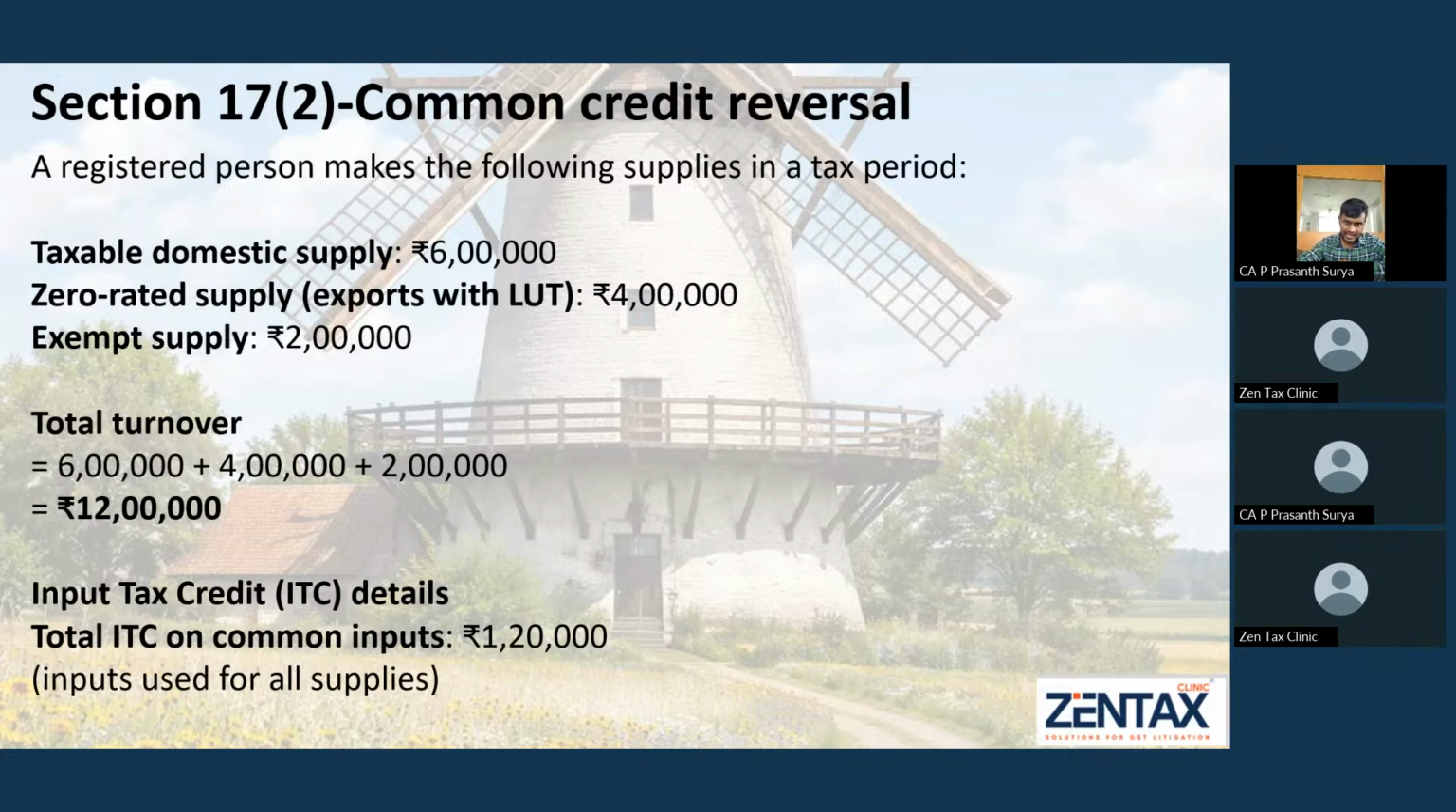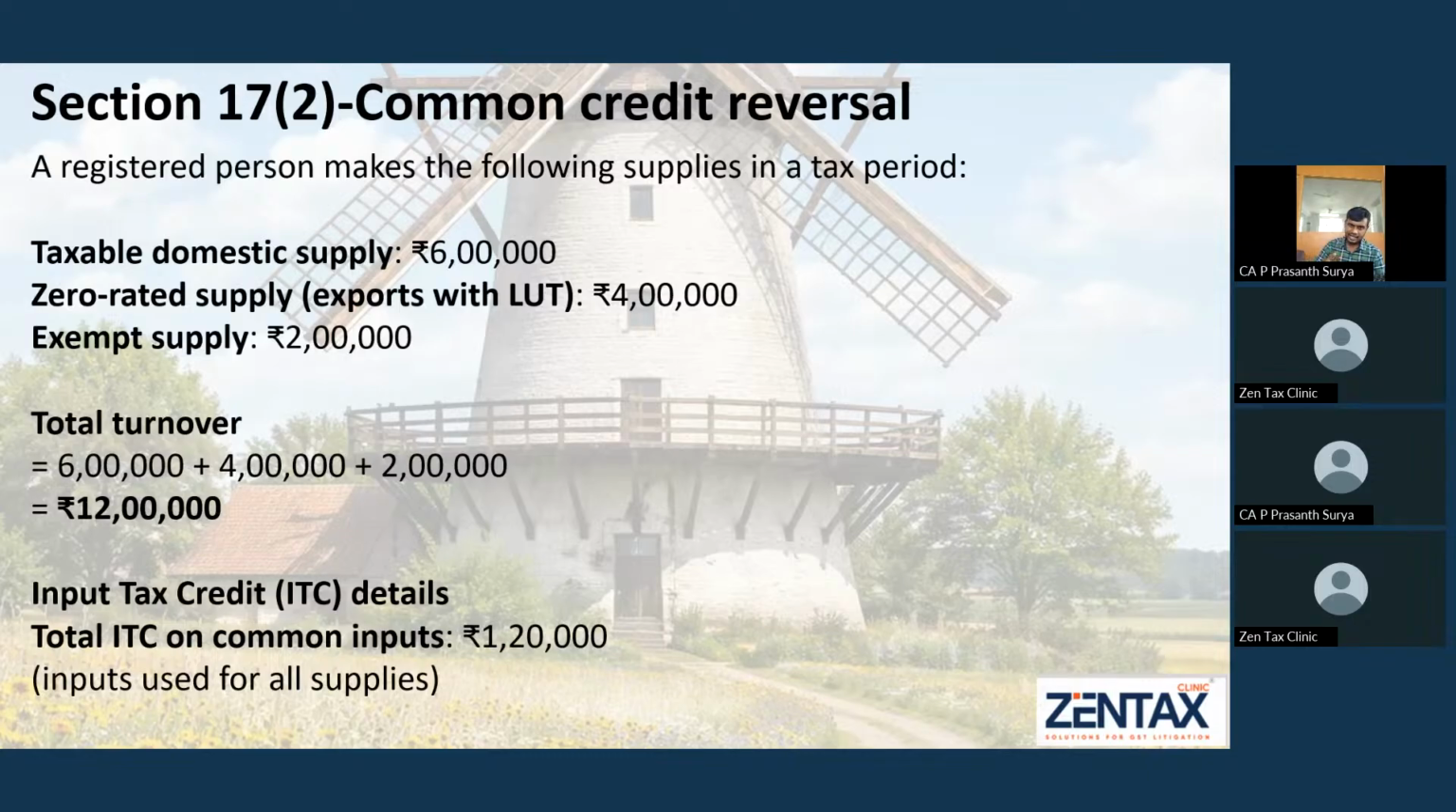So taxable domestic supply is 6 lakh. Zero rated supply, exports with LUT or SEZ supplies, that is 4 lakhs. Exempt supply is 2 lakh. The total turnover, 6 plus 4 plus 2 lakh, is 12 lakh. Input tax credit. As I already said, here we should not include all the inputs that we are going to avail in the month. We should include only the ITC with respect to common inputs and input services used for effecting taxable and exempted supplies. If we cannot bifurcate clearly, then only we should do a common credit reversal.